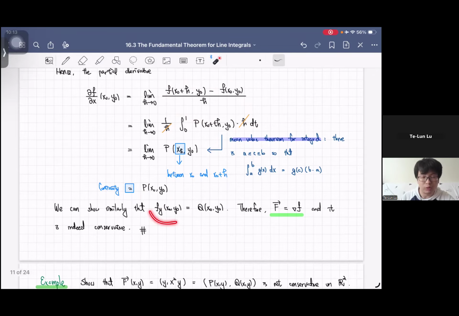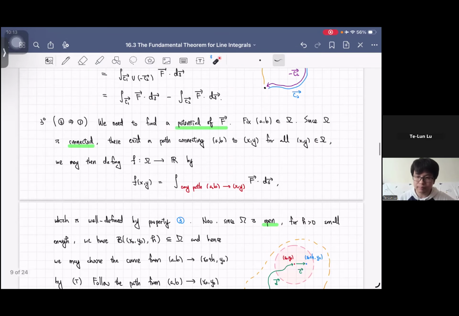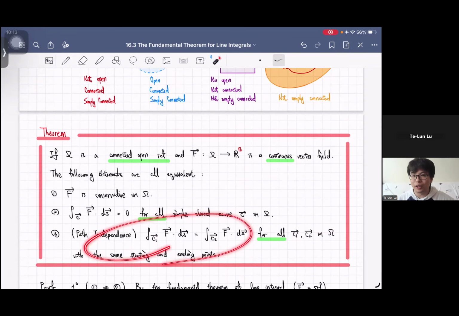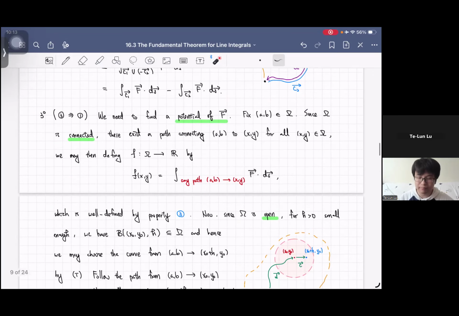You can try to show that by yourself: Fy at x naught y naught is given by q at x naught y naught. That is basically showing that capital F is equal to the gradient of little f here, meaning that this is actually a valid potential. So we see that path independence shows you that you can create the potential itself. And it looks like this, okay?